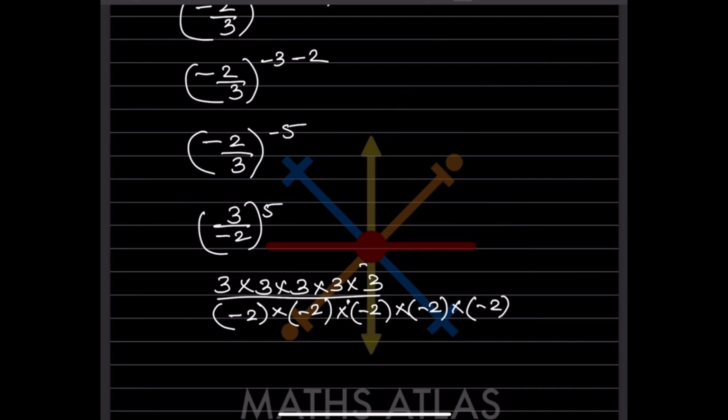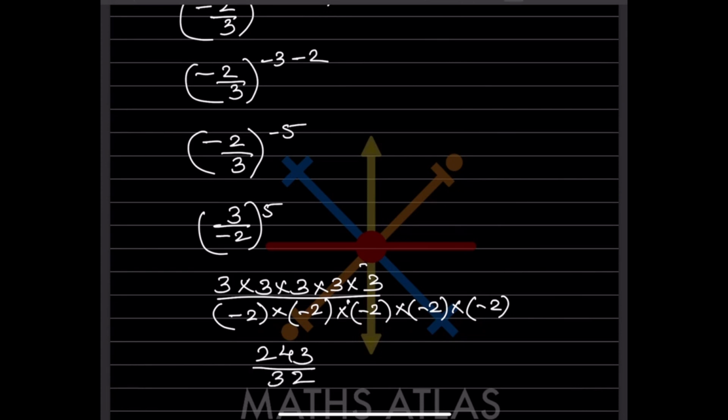So what will you get as the answer? 3 3s are 9, 9 3s are 27, 27 3s are 81, and this is going to be 243. And here 2 2s are 4, 4 2s are 8, 8 2s are 16, and 16 2s are 32. So you can write here 243 by 32.